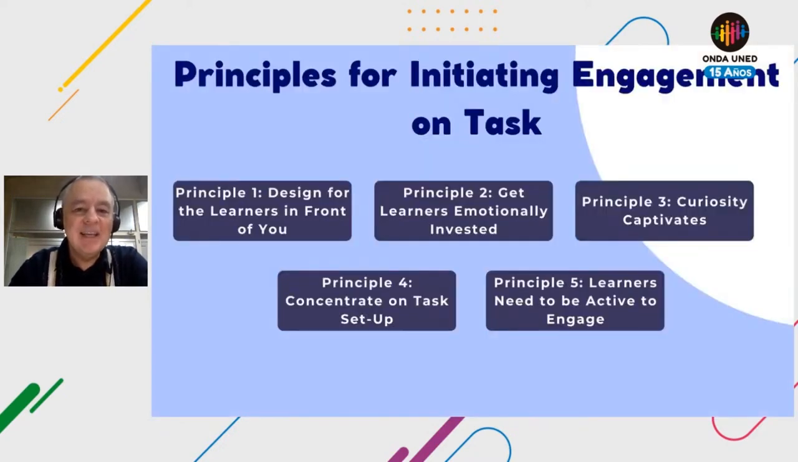So what are the principles for initiating engagement on tasks? So this is an overview of all the principles, and I'm going to discuss each one briefly. Principle one, design for the learners in front of you. And I'm sure this is not going to be new to you, right? We need to take into account who, and this is the idea of designing for the user experience. Principle two, get learners emotionally invested. Emotions are a very, very powerful thing that we need to use for our benefit and for the benefit of the students. Principle three, curiosity captivates. And I think we all can agree on that, but we're going to discuss it later.